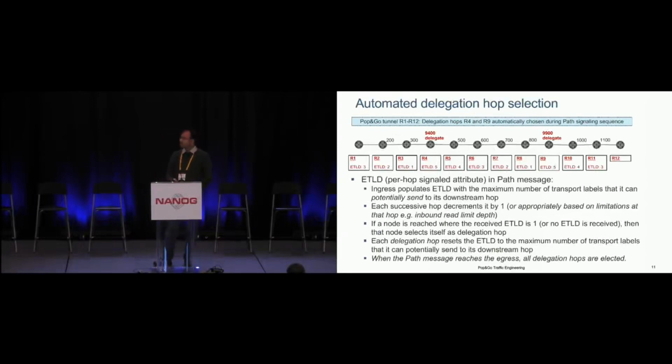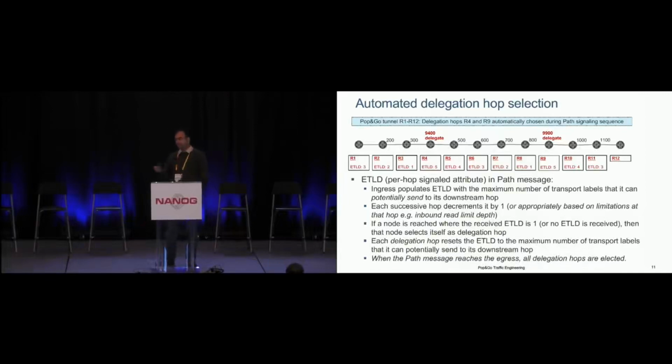So this slide has the magic on how the automatic delegation actually works. This ETLD field goes in the path RRO in RSVP, in the path message. If you look at R1, he sets an ETLD of 3. What he's trying to say there is, I can potentially send you 3 labels in the label stack, at the RSVP level. And the ETLD field gets decremented at every hop.